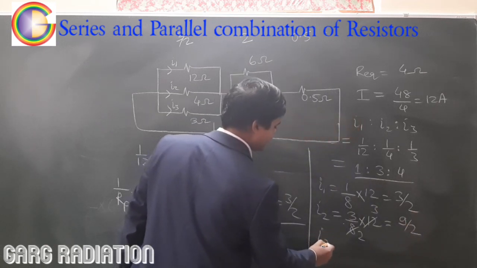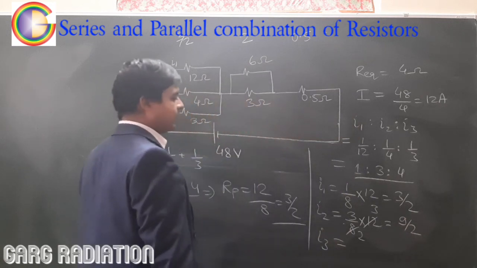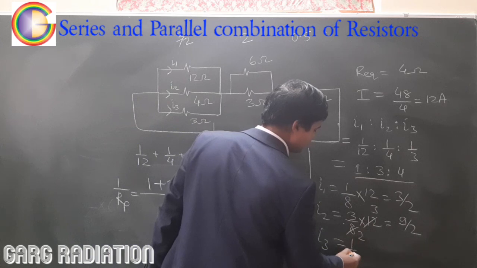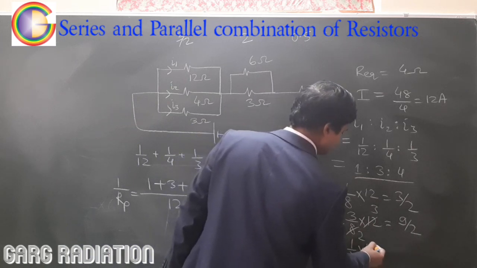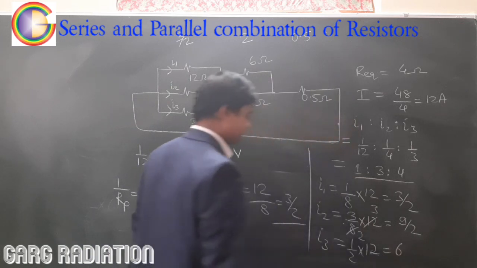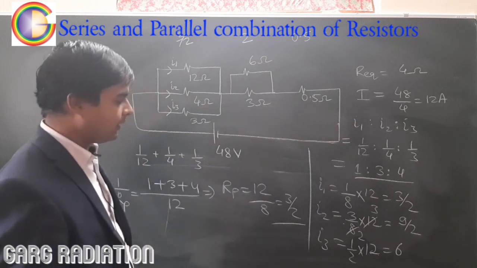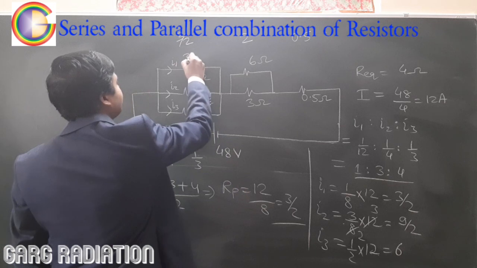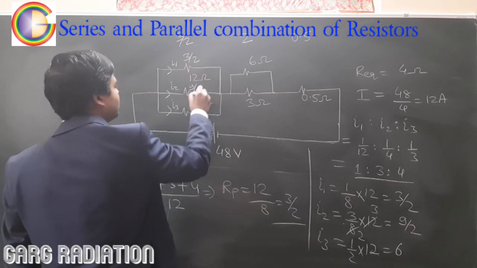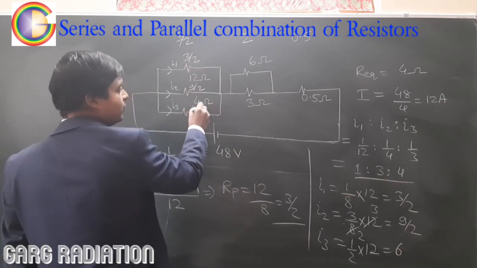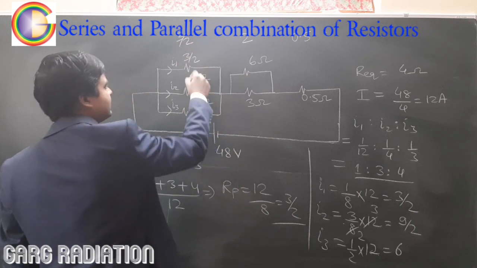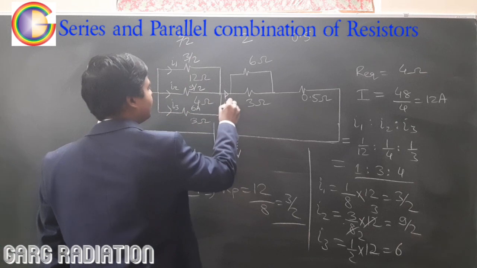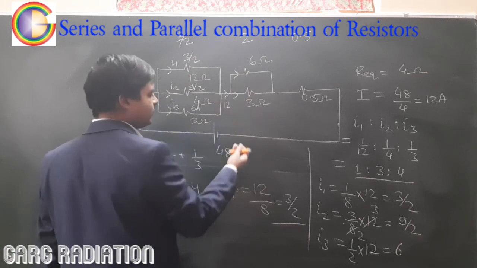And I3, if you have to find, this will be 4 by 8 or 1 by 2 into 12, that is 6 ampere. Now this is 3 by 2 ampere, this is 9 by 2 ampere, and this is 6 ampere. So do you get 12 as sum? Yes, 6 is this and 6 is this. So you get 12 as sum. So you get here 12 ampere, and then this also gets distributed.